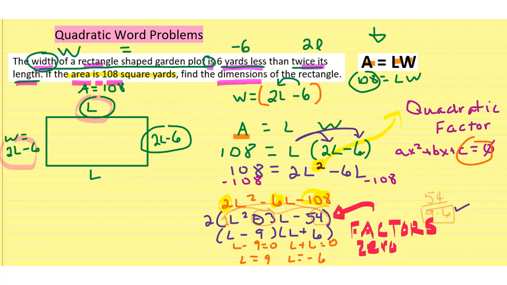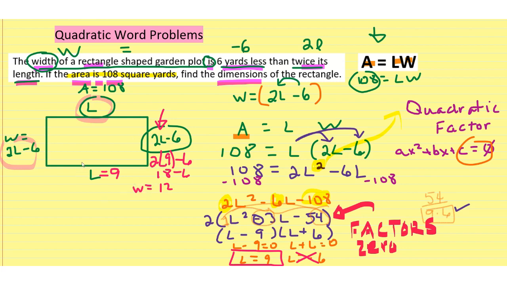Well, is there any such thing as a negative 6 length? No. We're in real life, we are going to reject that answer. So that means I'm going to accept L is equal to 9. And so that means my length is going to be equal to 9. And now that I know L is 9, I can now plug it into this variable L. So 2 times 9 minus 6, 2 times 9 is 18, 18 minus 6 is 12. So my width is equal to 12.